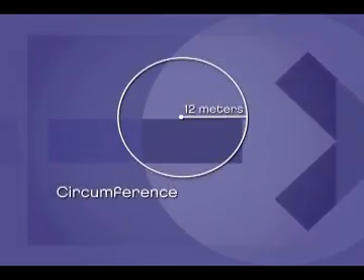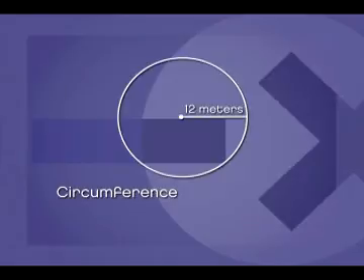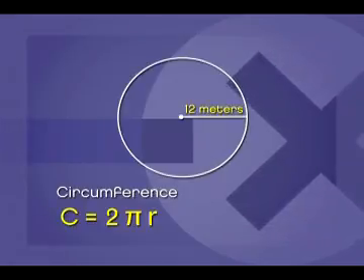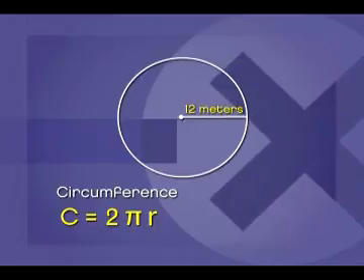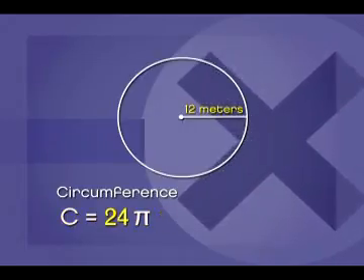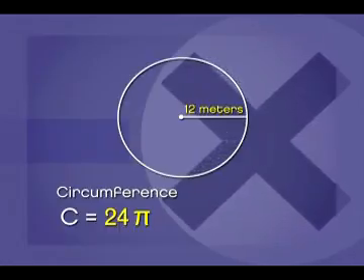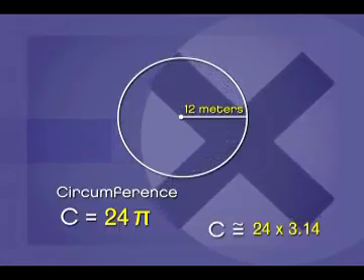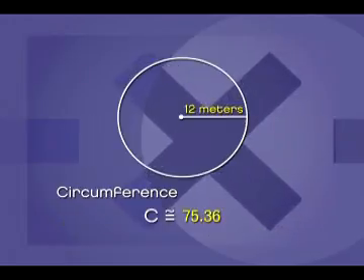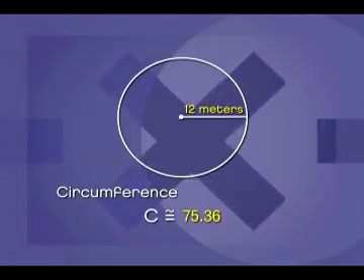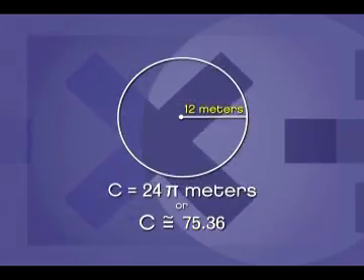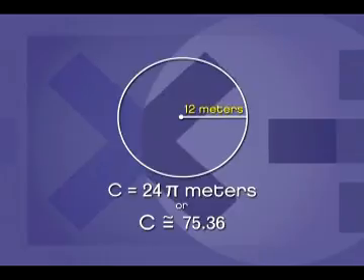How about the circumference of this circle? We see that the radius is 12 meters. We can use the formula C equals 2 pi r. Multiply the 2 times the radius, 12, and get 24. 24 pi. We can approximate the answer by multiplying 24 times 3.14. That's 75.36. The circumference of this circle is 24 pi meters, or approximately 75.36 meters.